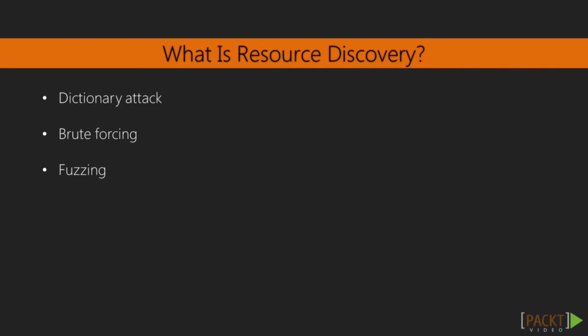These kinds of tools are known as dictionary attacks, basically because we're going to use a list of known words in order to identify the resources. Brute forcing, because we are using brute force in order to identify resources when using a list of permutations or combinations of strings.